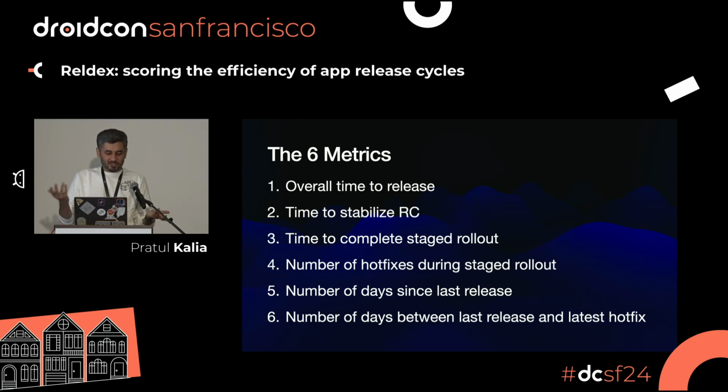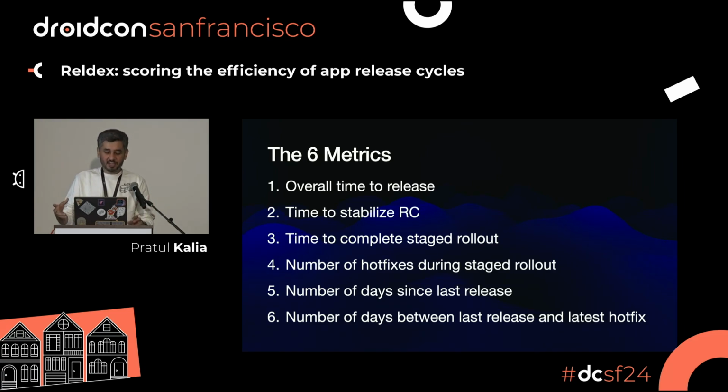Time to complete stage rollout, pretty obvious. Number of hotfixes during stage rollout, right? So you're going from 0% to 100% and you're realizing, hey, something's broken. I can see customer devices if something's broken. Those are those hotfixes. Number of days since last release, pretty obvious. And the number of days between your last release and the latest hotfix.